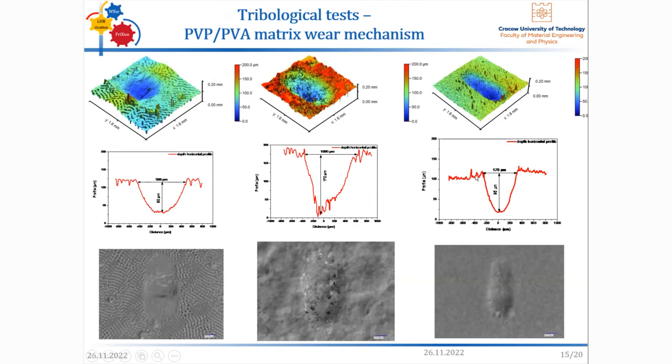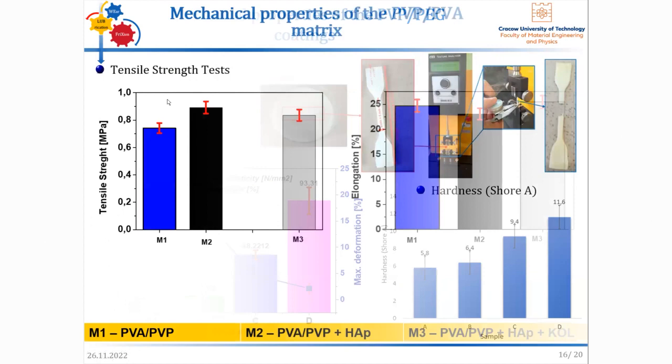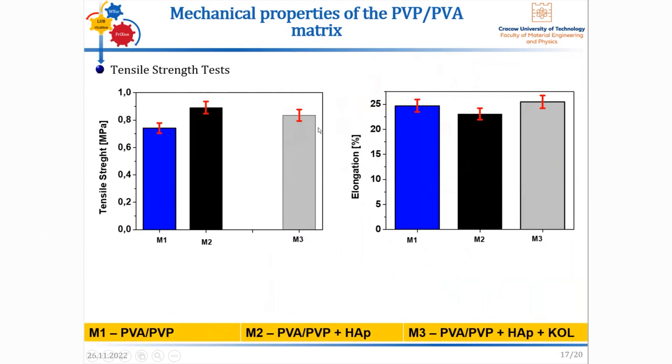Here we also measured the tensile strength, and the Young modulus in the case of the coatings is the highest for the composition where we have hydroxyapatite and collagen. In the case of matrices, we have the highest tensile stress also for the samples that contain hydroxyapatite and collagen.